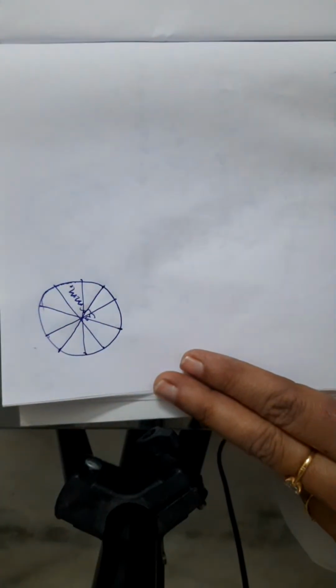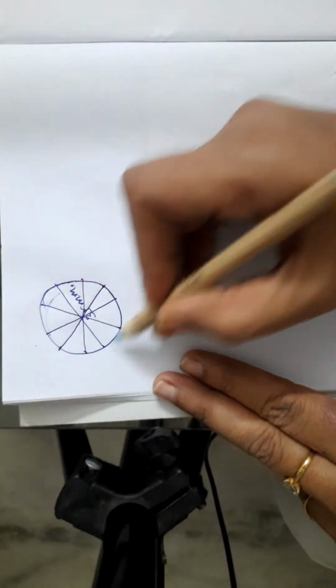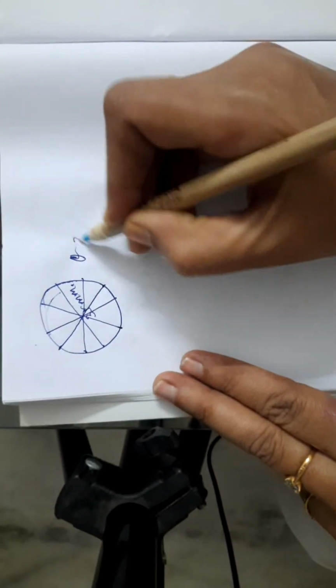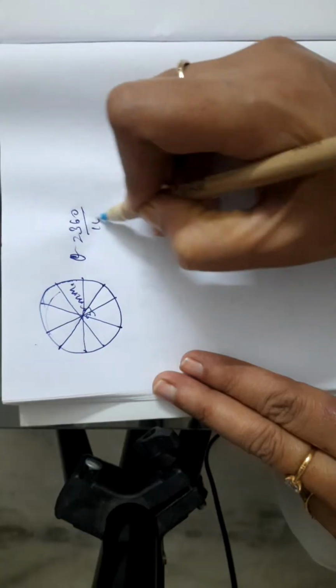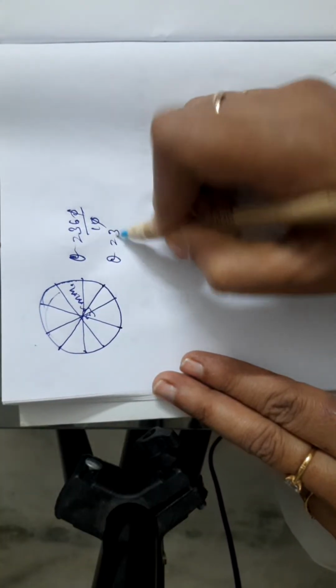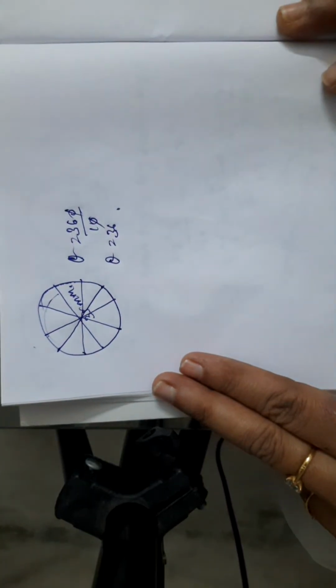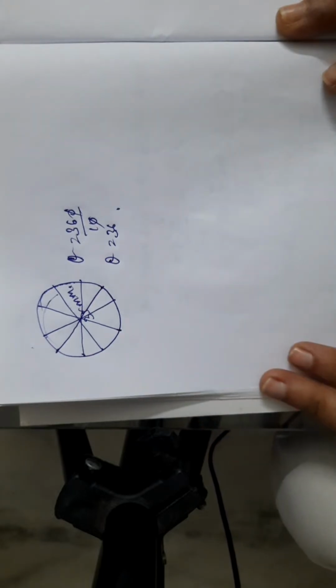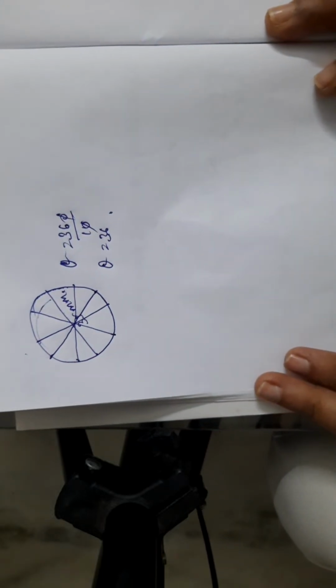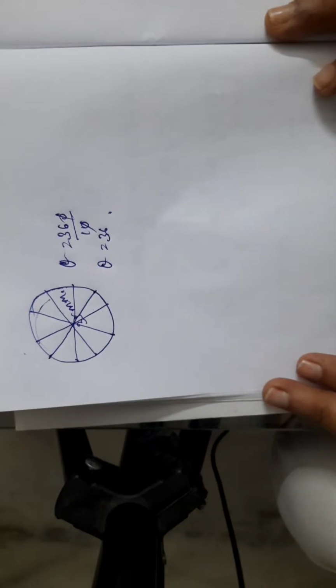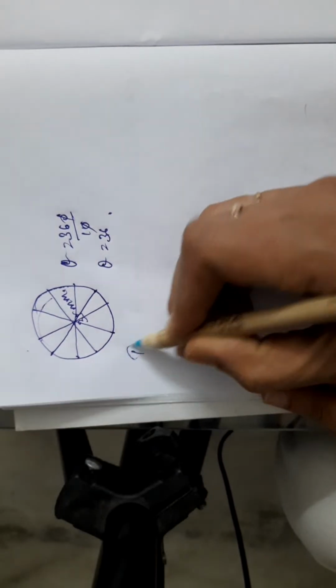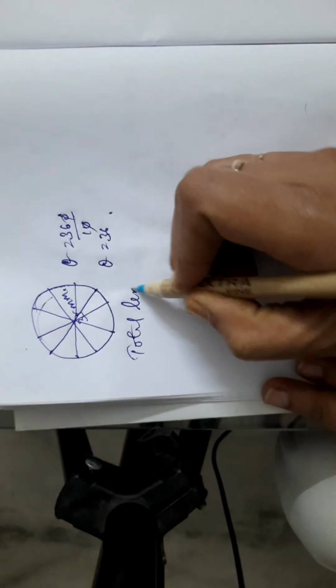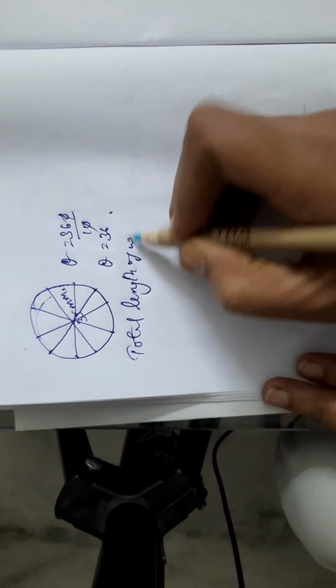Theta is not given. How are we going to calculate theta? Total 10 divisions are there. So theta is 360 divided by 10. Thus theta is 36. We got the value of theta. Now, there are two parts in the question. Find the total length of the silver wire and the area of each sector. Total length of wire we need to calculate.